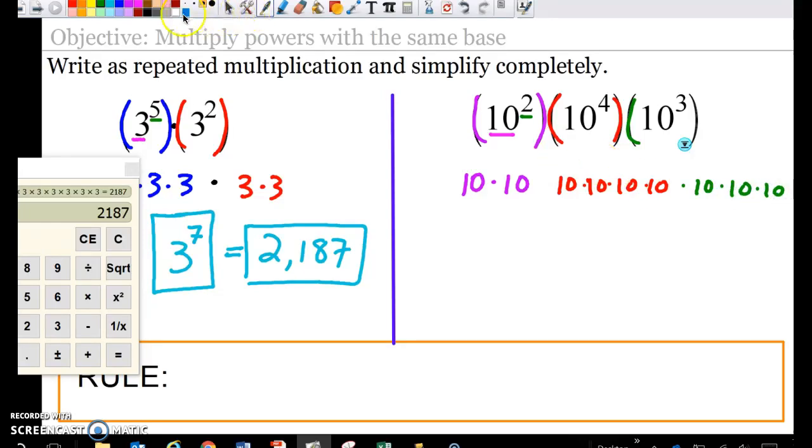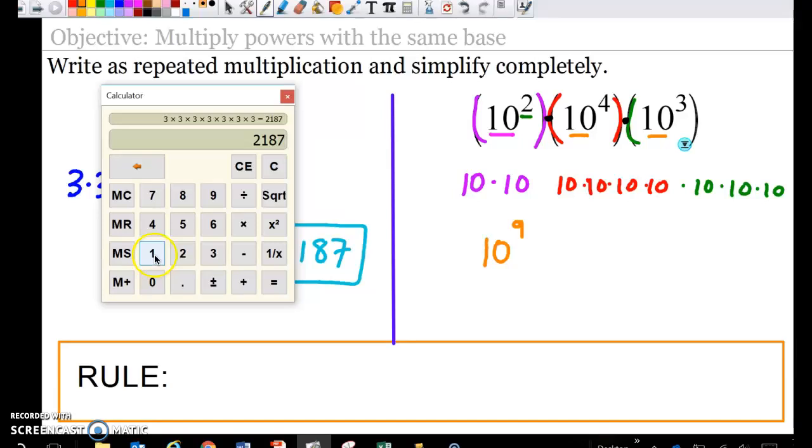Now again, because we have these parentheses right next to each other, they're implying that we're supposed to multiply the purple by the red by the green. But instead of writing it 3 separate times, you could simplify this because they're all multiplying the same base. They're all multiplying 10. So I have how many 10s now? 1, 2, 3, 4, 5, 6, 7, 8, 9. 10 to the 9th power. And of course, you can use a calculator and do that. 10 to the 9th power. 10 times 10. Well, there's a faster way to do this, isn't there? 10 to the 9th power means that I'm going to have 9 zeros.